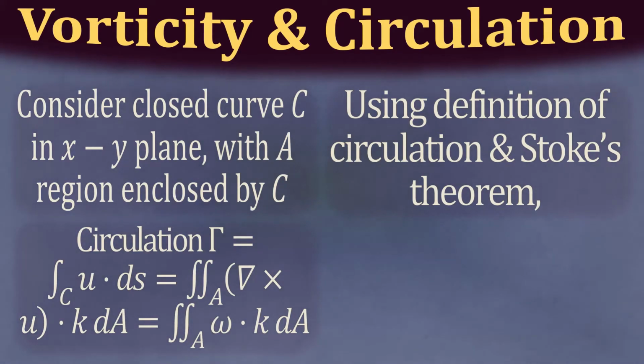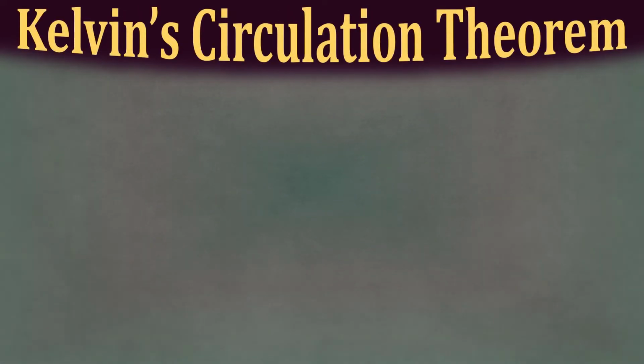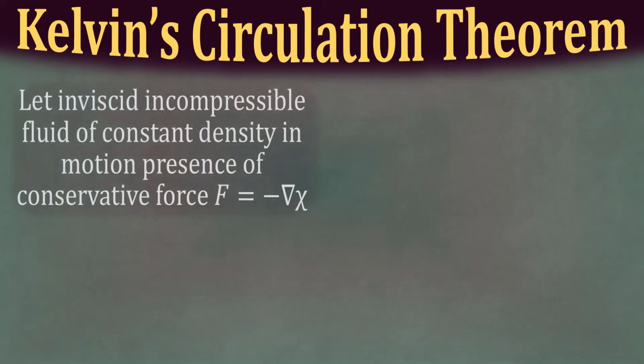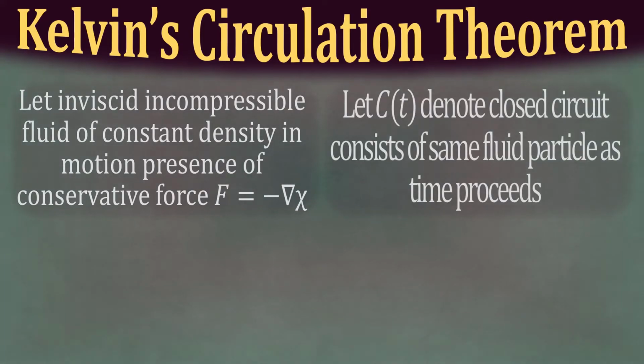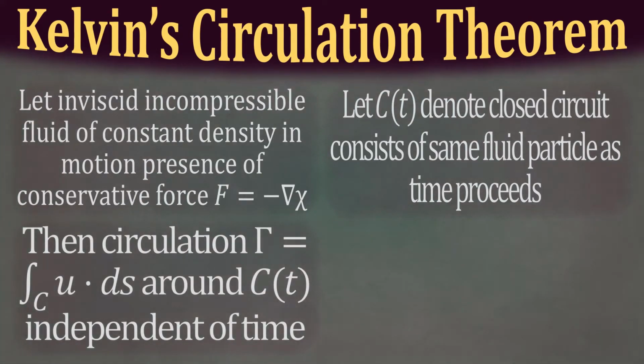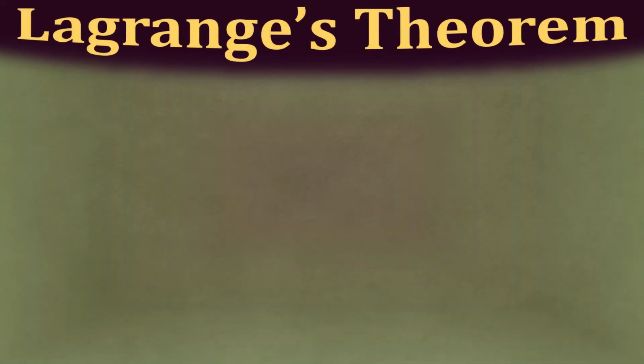Then, let's discuss Kelvin's circulation theorem. Let an inviscid incompressible fluid of constant density be in motion in the presence of a conservative body force F, which is equal to minus grad chi. Let C(t) denote a closed circuit that consists of the same fluid particles as time proceeds. Then, the circulation gamma, equal to the integral over C(t) of u dot ds, is independent of time.